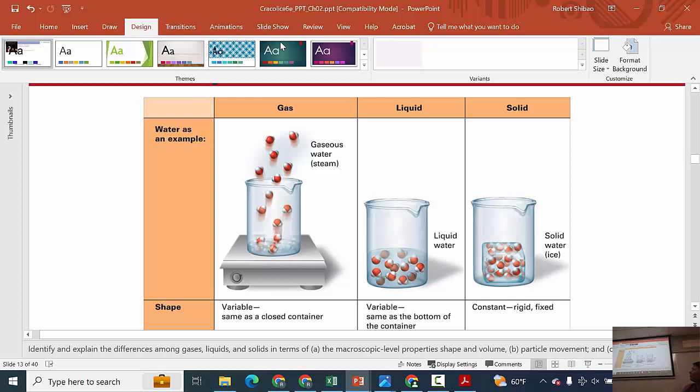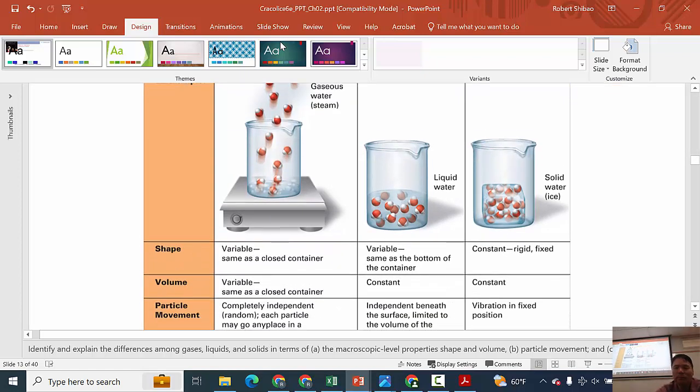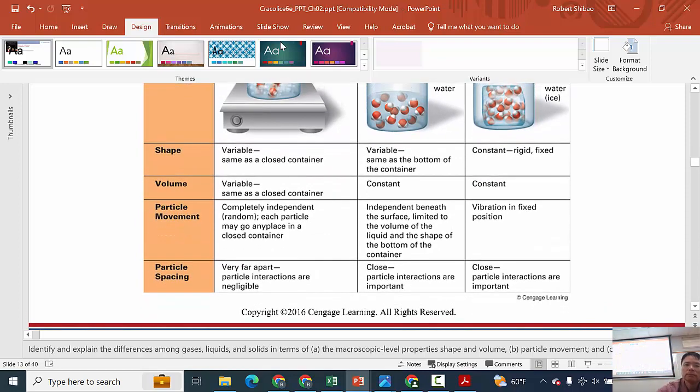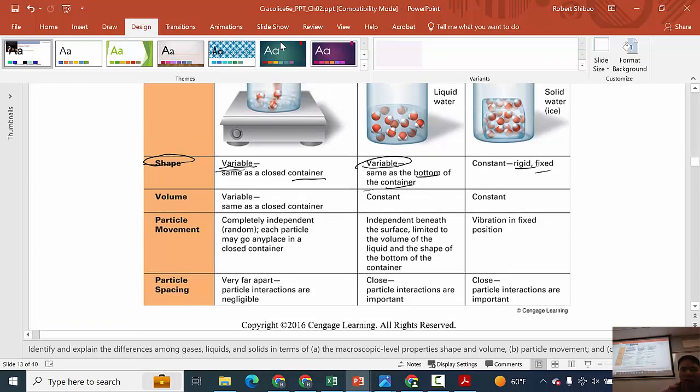This is one of the macroscopic properties we use to define a gas. The shape of a gas will be the shape of its container. The shape of water will be the bottom of the container. And a solid will just be whatever it froze into. So we define things at the macroscopic level, and we define things at the particulate level. Shape is one of the things we define at the macroscopic level. We say a gas has variable shape, the same as its container. We say a liquid has variable shape, the same as the bottom of its container. A solid is rigid and fixed, so whatever you froze it into, that's going to be its shape.